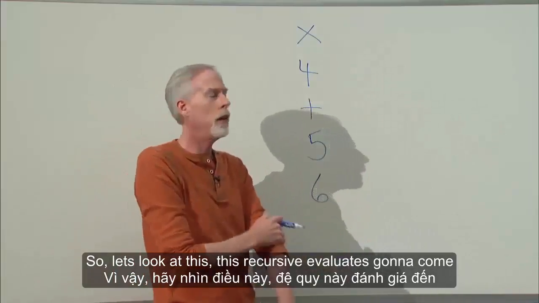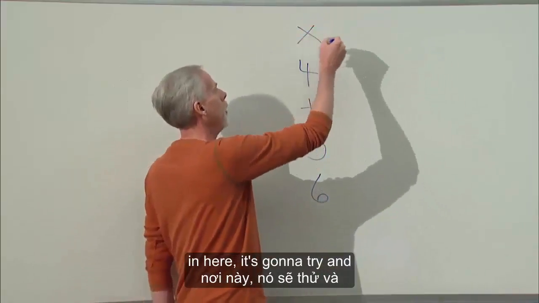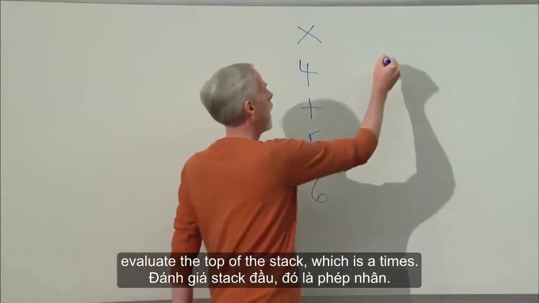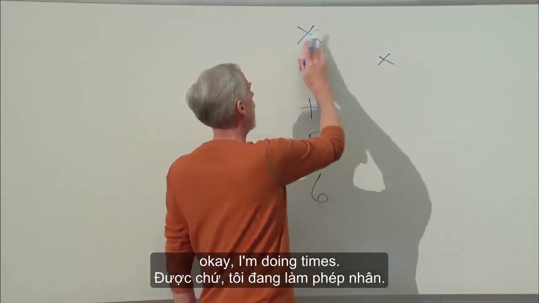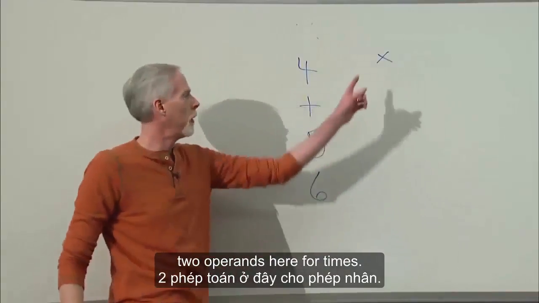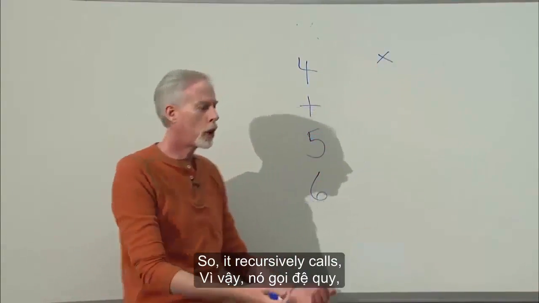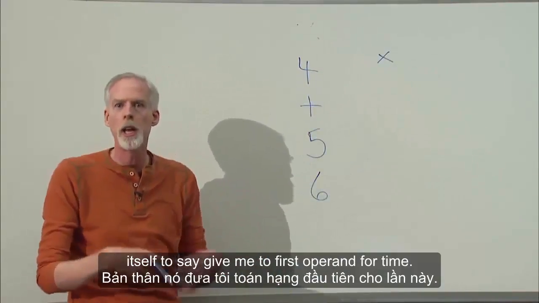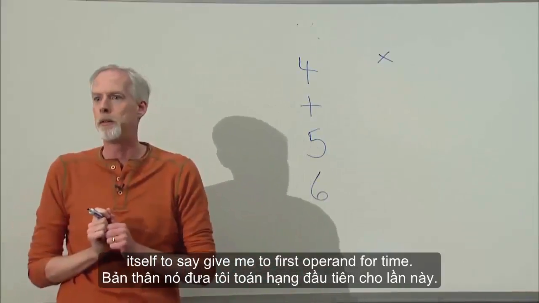This recursive evaluate is going to come in here. It's going to try and evaluate the top of this stack, which is a times. Okay? So it's like, okay, I'm doing times. Now, for times, it needs two operands. So it recursively calls itself to say, give me the first operand for times.